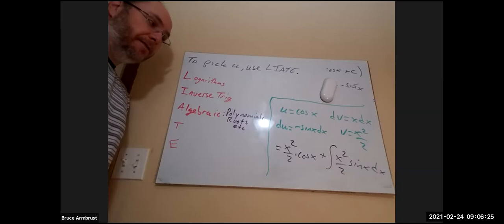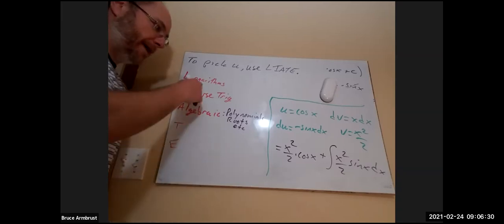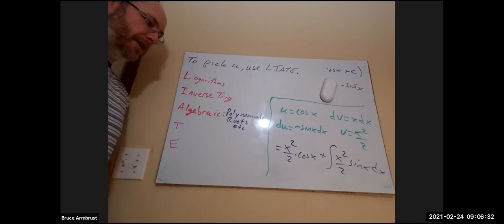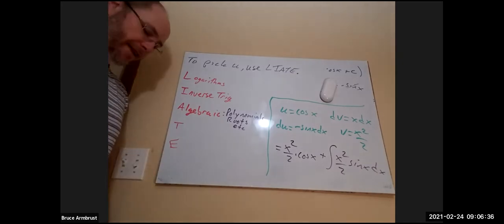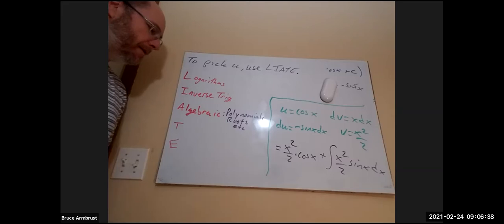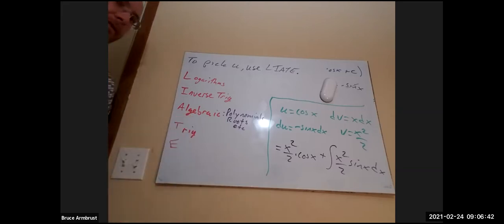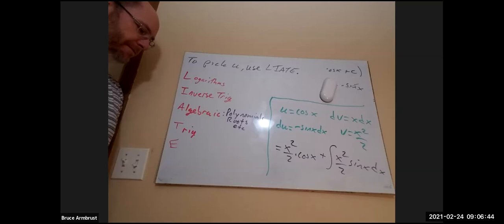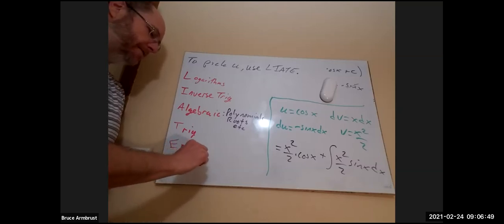Because those start to be a little bit more complicated to integrate, and they're not as bad as logs and inverse trig and stuff, but they're kind of the next higher priority. Then the T stands for trig. And then the E is exponentials.